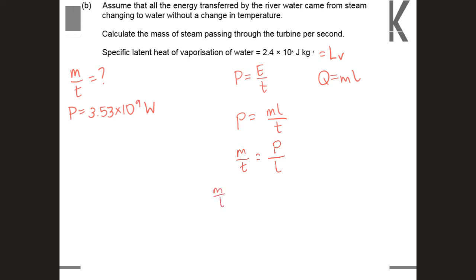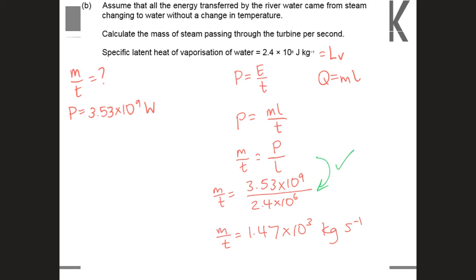So our mass rate, or the mass per second, is 3.53 times 10 to the 9 watts all over the specific latent heat of water, which is 2.4 times 10 to the 6 joules per kilogram. And plugging that into our calculator gives us a mass rate of 1.47 times 10 to the 3 kilograms per second. So the marks for this one are 1 for the substitution and 1 for the correct final answer.